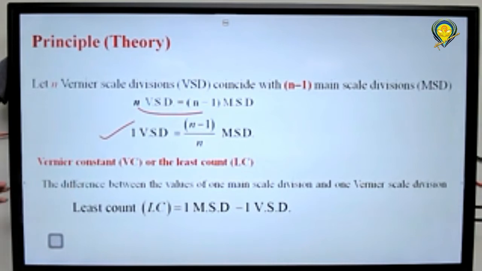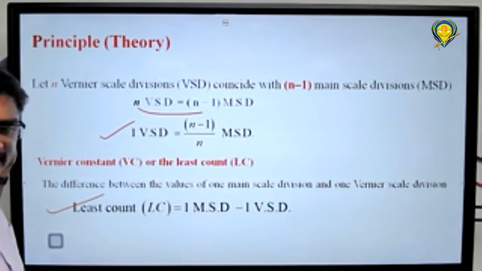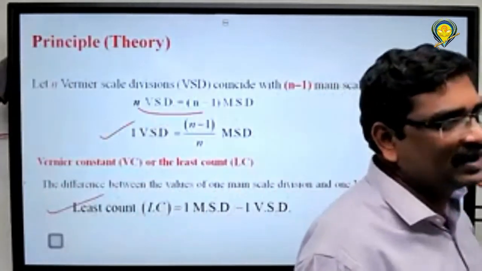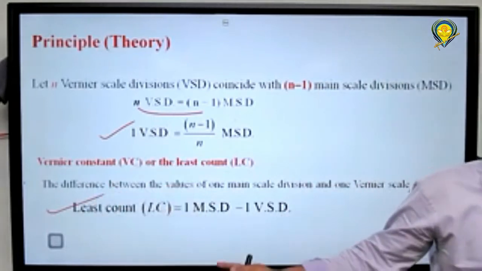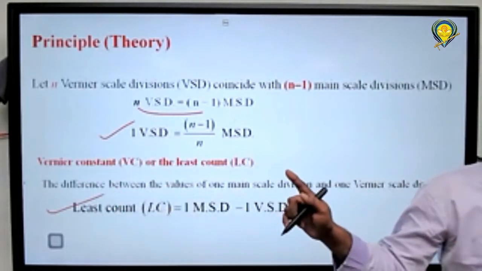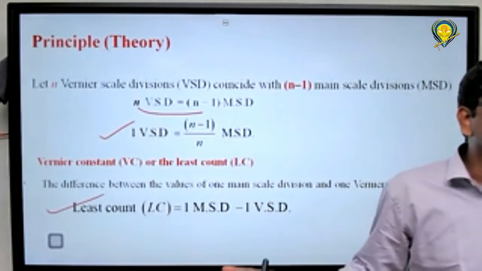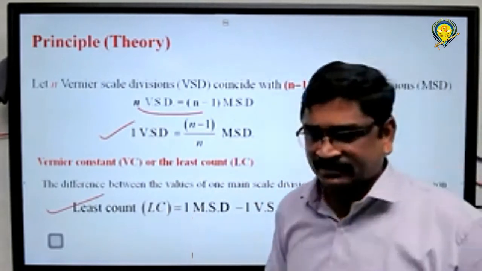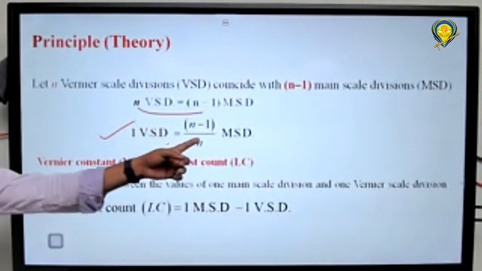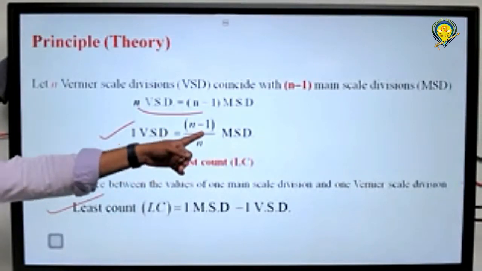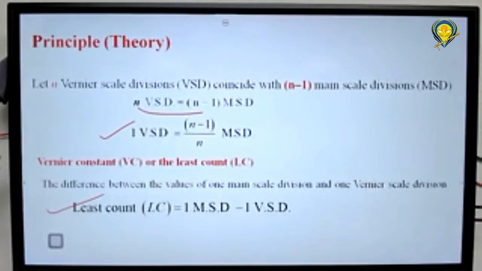Now, the formula for least count. What is the formula for least count? Least count equals 1 main scale division minus 1 vernier scale division. That is the basic formula to calculate the least count of vernier calipers. Now, from this data, what is the vernier scale division? One vernier scale division is n minus 1 by n main scale divisions.